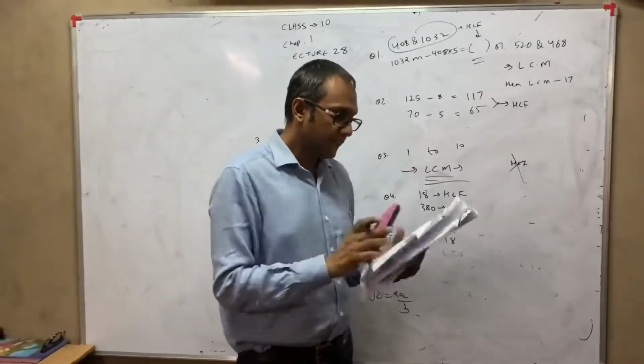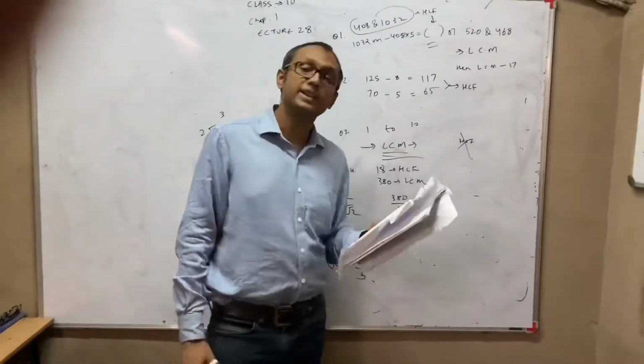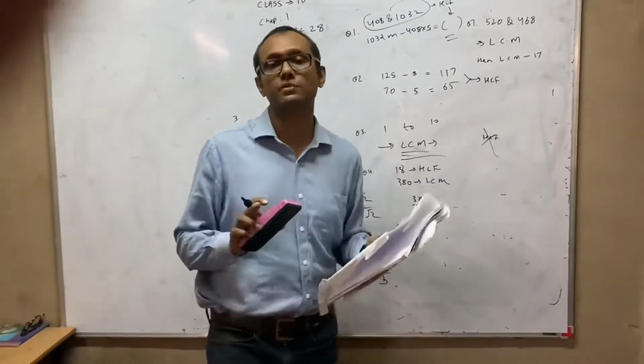Question number 16: the HCF of two numbers is 16 and the product is 30272, find their LCM. Question number 16 is totally from the textbook. Okay?